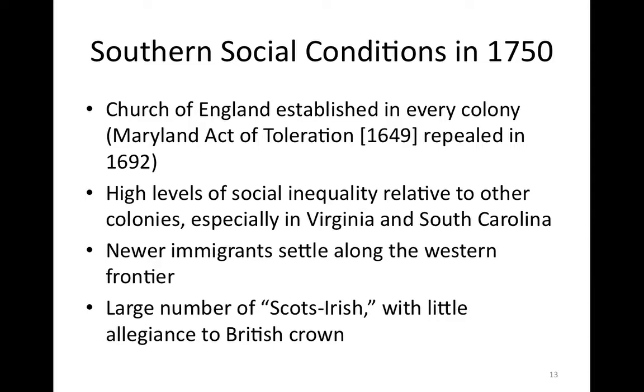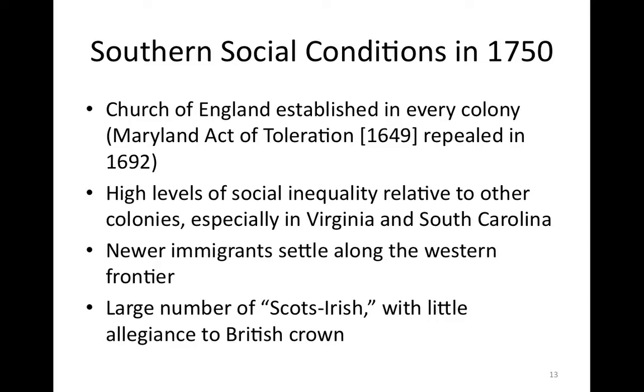Newer immigrants, as they started to come in the 1700s, because all the best land was taken up by that point, all the best land for growing rice and tobacco, for example, tended to settle along the western frontier. So you see that same pattern of new immigrants being pushed into the west.